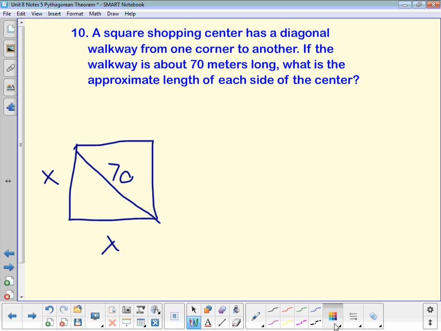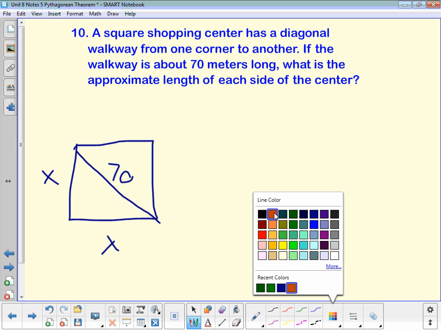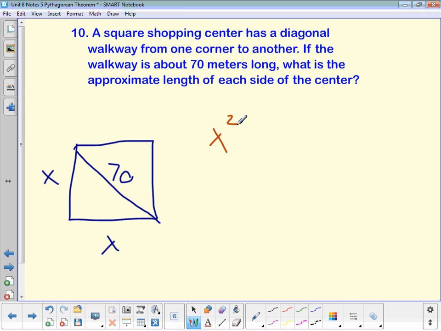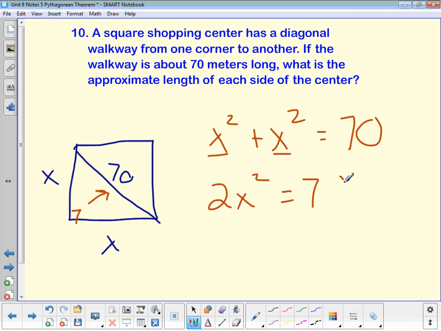Believe it or not, you can actually use the Pythagorean theorem to solve this. I'm going to do one side squared plus one side squared is equal to the hypotenuse squared, because this is our right angle right here. That makes 70 our hypotenuse. We can do this because both of the sides are the same, so it doesn't matter that we don't know either of them. So x squared plus x squared gives me 2x squared, and that's equal to 70 squared.